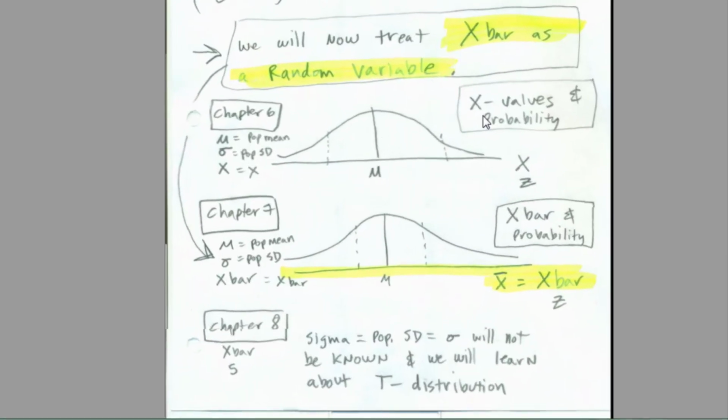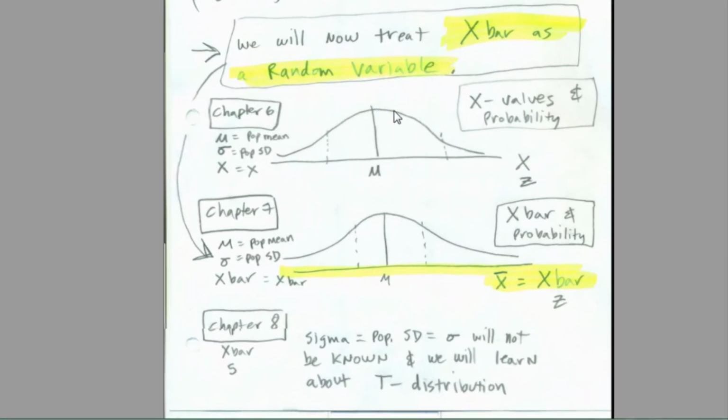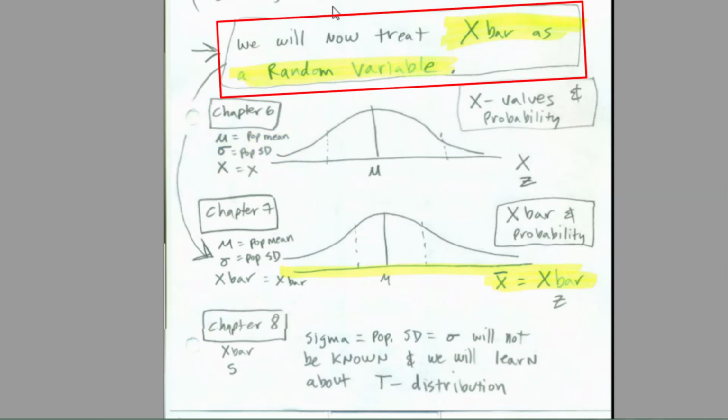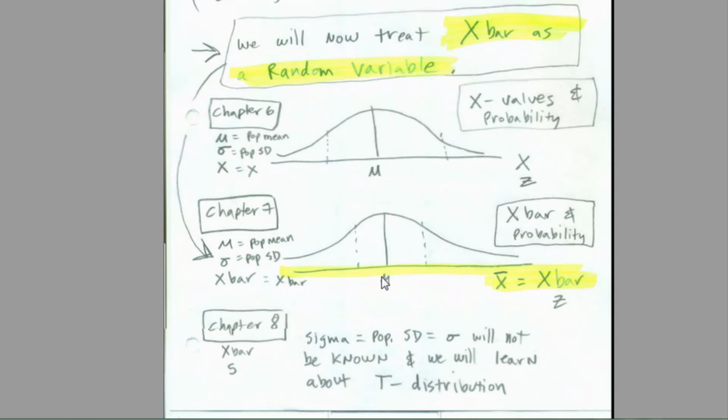Here's page 9. In chapter 6, we looked at our normal distribution, but we were always talking about X values and probabilities. Not only that, but we had the population mean and the population standard deviation, mu and sigma. And we were talking about X. But here in chapter 7, we're going to treat the X bar as a random variable. That means we will plot all of the possible X bars from a given set of population data, and we're going to discover some profound things. In the normal distribution down here, our random variable is going to be X bar.